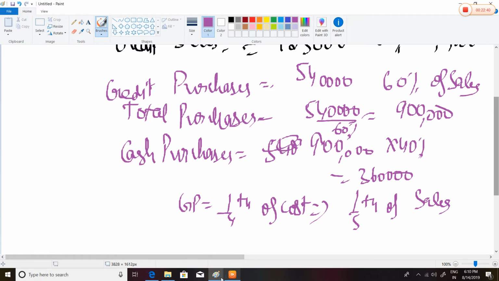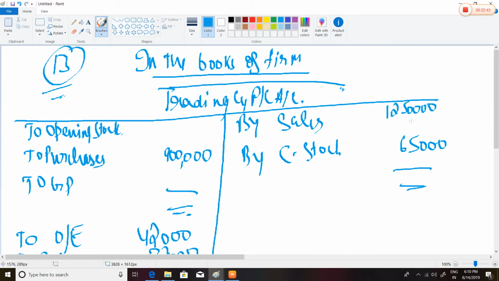And what is the amount of sales? Look here. Amount of sales is 12 lakh 50,000. 12 lakh 50,000 divided by 5 is our gross profit, 2 lakh 50,000. Okay, I hope till here you got it. Just note down till here. If by chance you have missed any point, then just go back and do it.